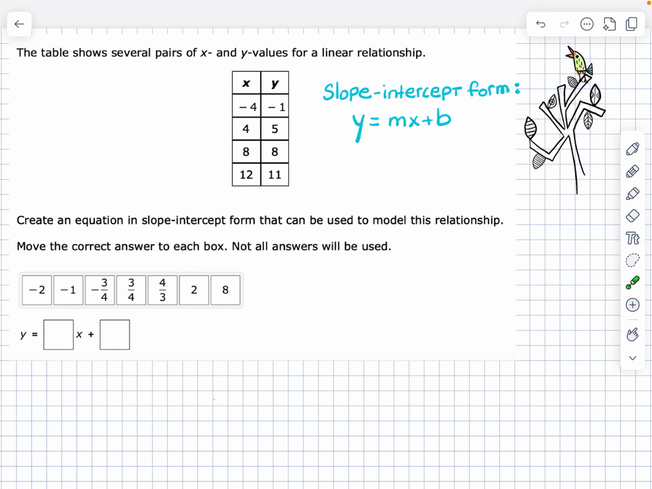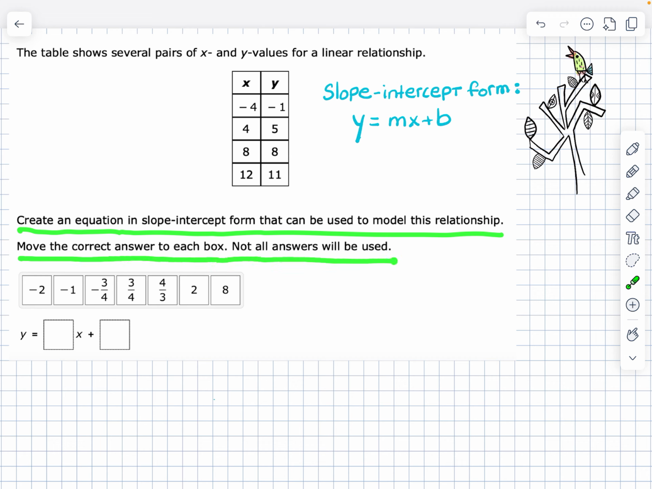All right, let's work this problem. Here the table shows several pairs of x and y values for a linear relationship. So they're telling you it's a line. These are our x and y values. It asks you to create an equation in the slope-intercept form that can be used to model this relationship. Then it says move the correct answer to each box. Not all answers will be used.